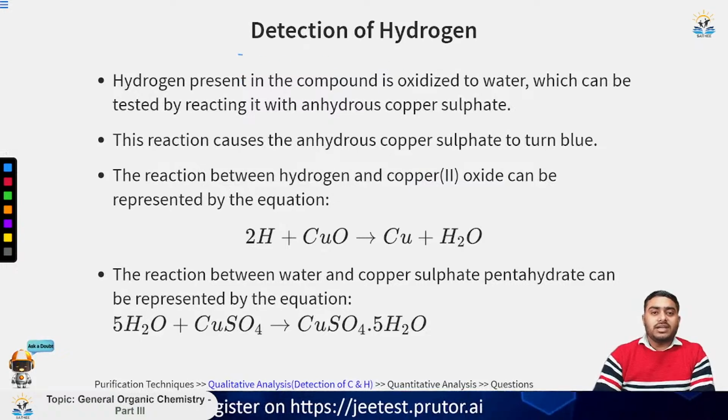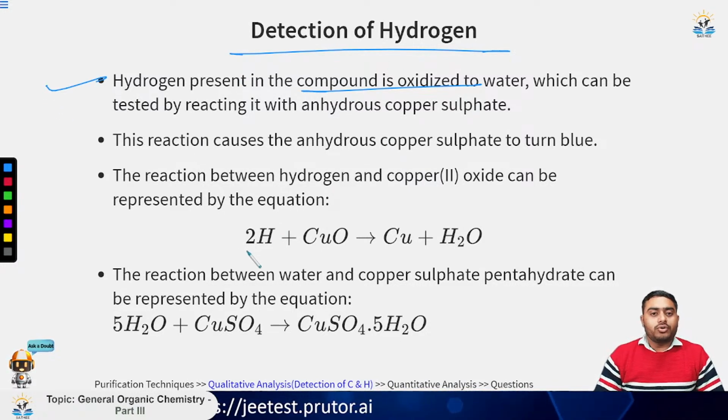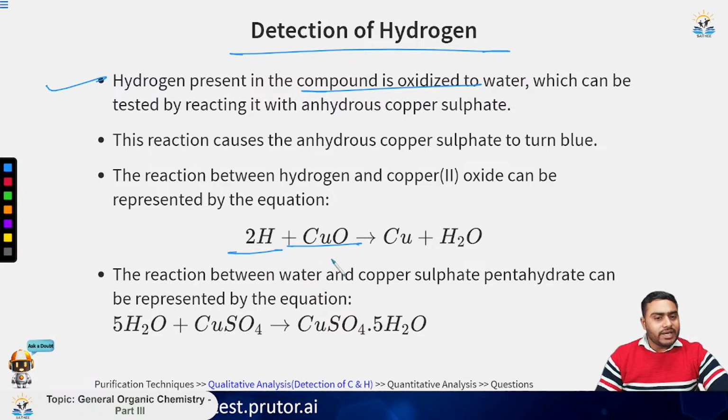You can see the reaction between carbon and copper oxide, that is C plus 2CuO gives 2Cu plus CO2 gas. Similarly, for detection of hydrogen, hydrogen present in the compound is oxidized to water. The reaction of hydrogen with copper oxide is 2H plus CuO gives Cu, copper, plus water.